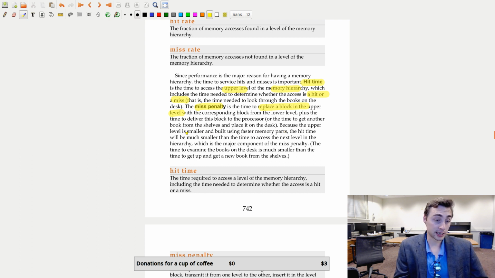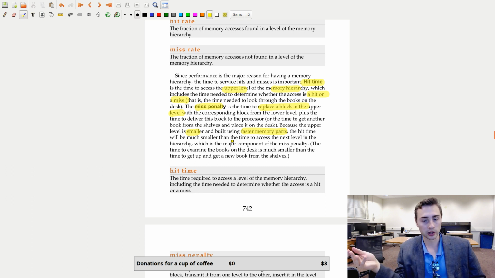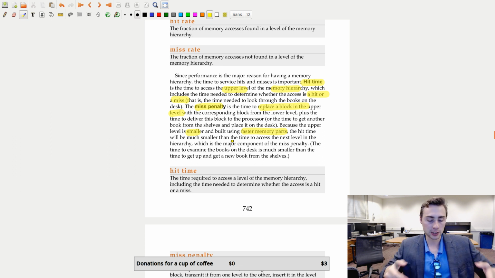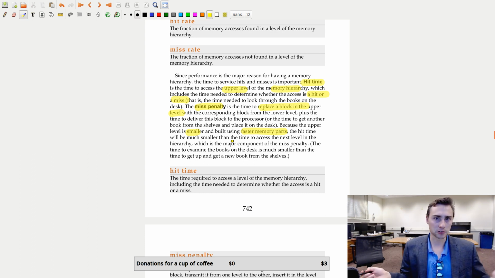Because the upper level is smaller and built using faster memory parts, so usually SRAM, the hit time will be much smaller than the time to access the next level. So if we hit in the L1, it's a lot faster than if we miss in the L1 and hit in the L2. It's a reason why we design it this way, where it cascades outward, because it gets worse and worse. And by the time we're getting to disk, we're talking about tens of thousands or hundreds of thousands of clock cycles to get back.